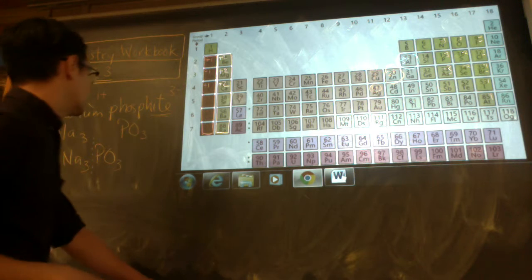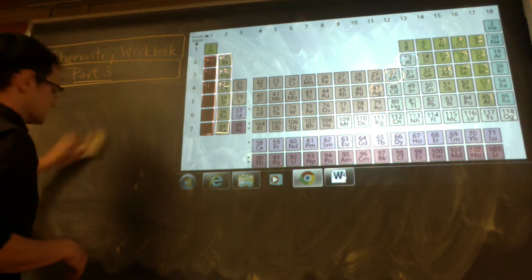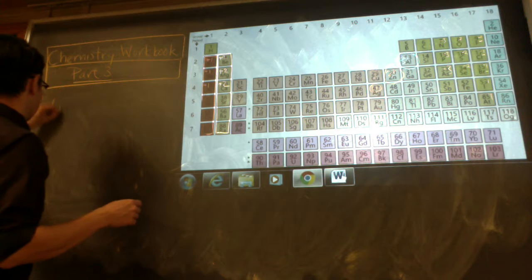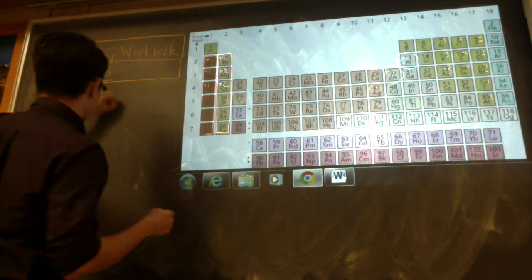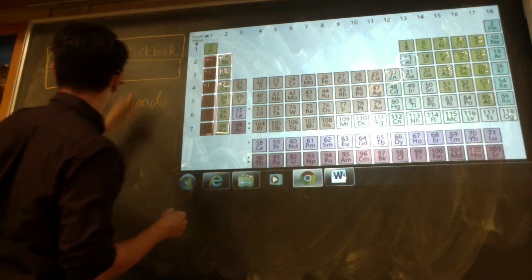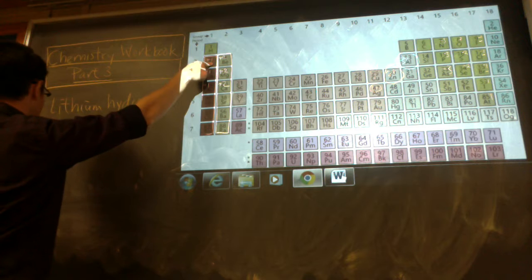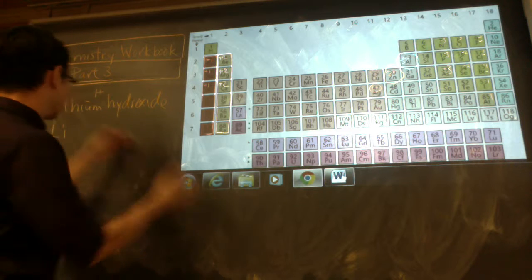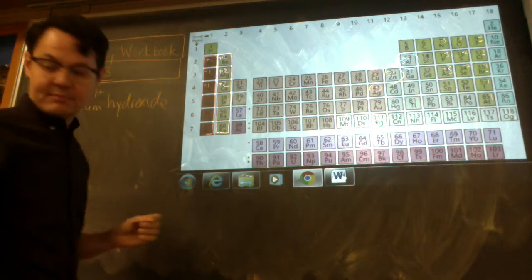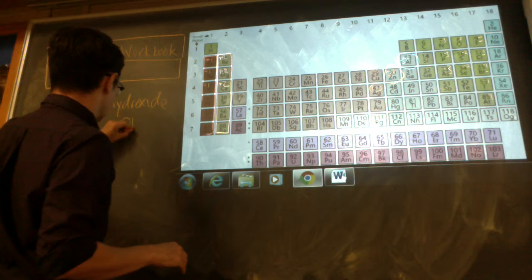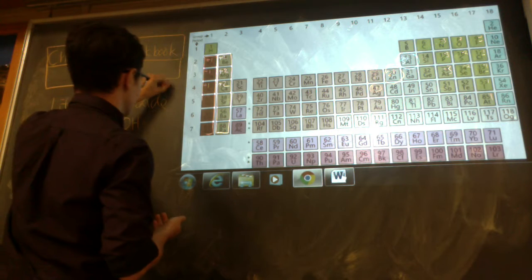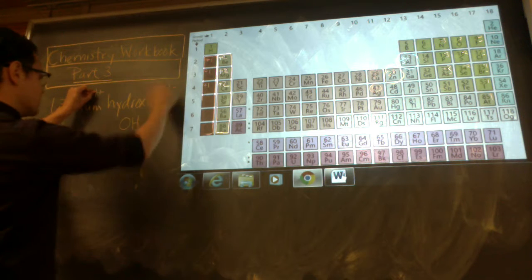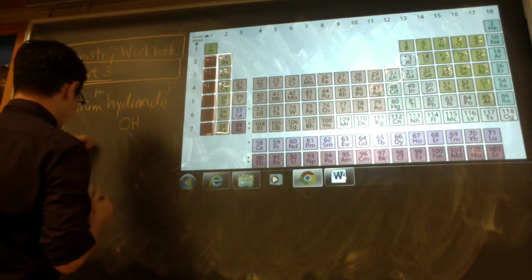So, let's try a couple. The first one is lithium hydroxide. Lithium is Li, and it's 1 plus. By the way, on your sheet, where you have your question, lithium hydroxide, you can just write 1 plus on top of there. Hydroxide, if you look on the back, you'll see that it is OH, and it has a charge of 1 minus. So this is, again, a group that travels together. 1 plus and 1 minus is 1 and 1, so the formula is just LiOH.